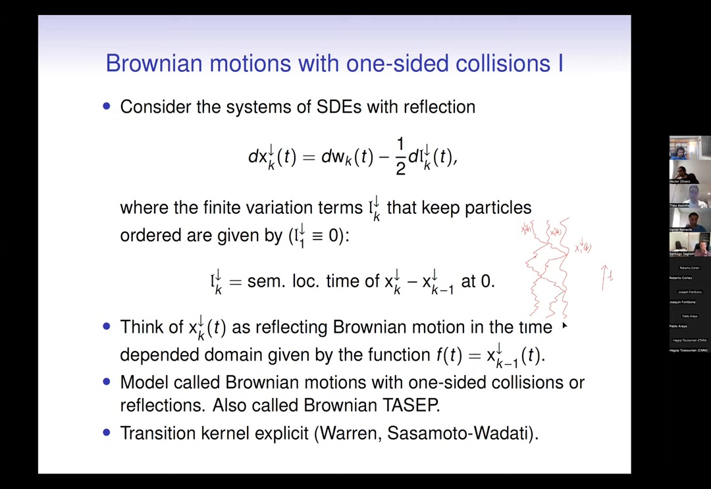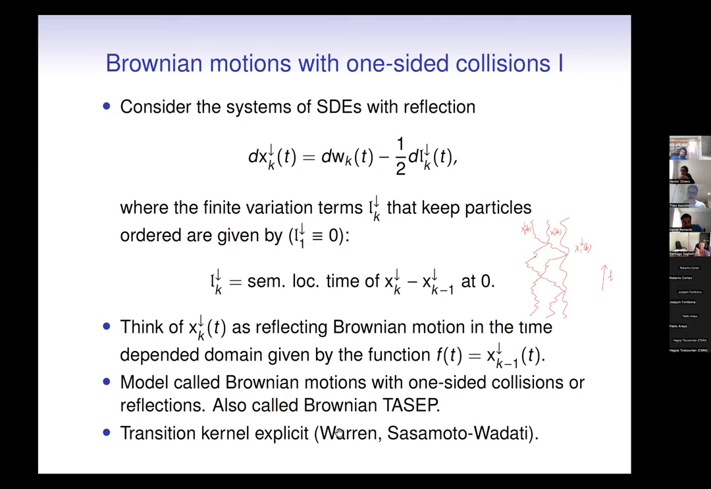So a way to see this is, you run the first one, which is just standard Brownian motion, and then the next particle is basically Brownian motion reflected off this time-dependent interval. You can reflect a Brownian motion off a continuous function; here the function is random and is given by Brownian motion. So you do one Brownian motion, you reflect the next one off it, and then you reflect the next one off the one you got before, and so on and so forth. This is called Brownian motions with one-sided collisions or reflections, also called Brownian TASEP. And then the transition kernel is also explicit.